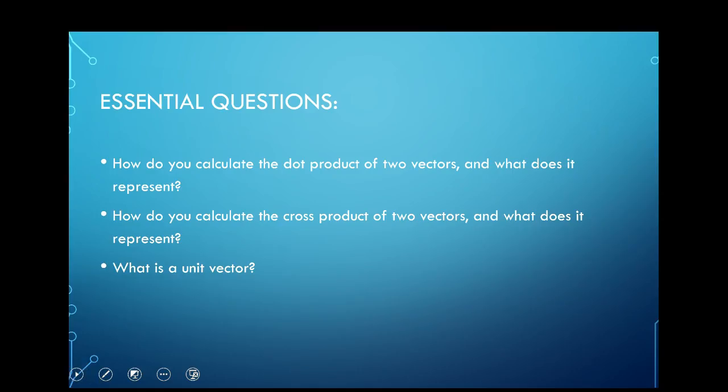So what we're trying to learn from this video is how do you calculate the dot product of two vectors, and what does that mean? And then the same thing for a cross product. How do you do it and what does it signify? And then finally, what is a unit vector?